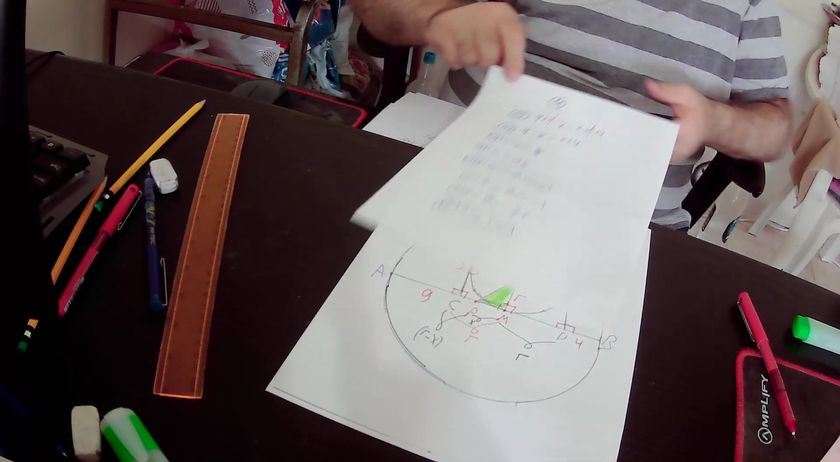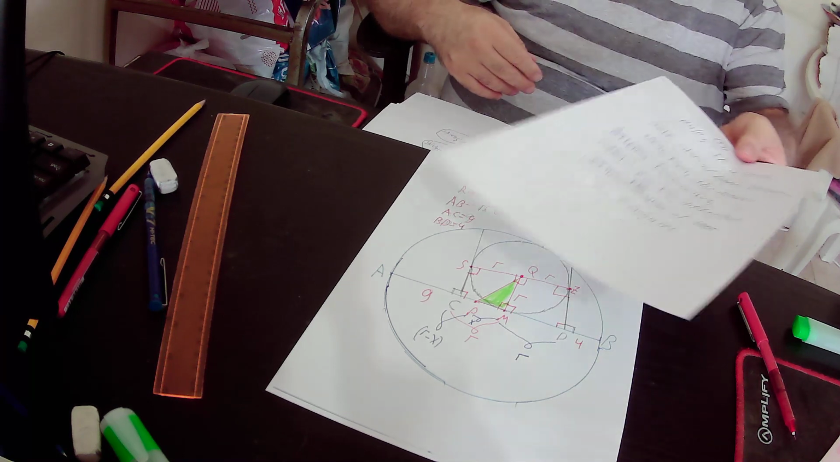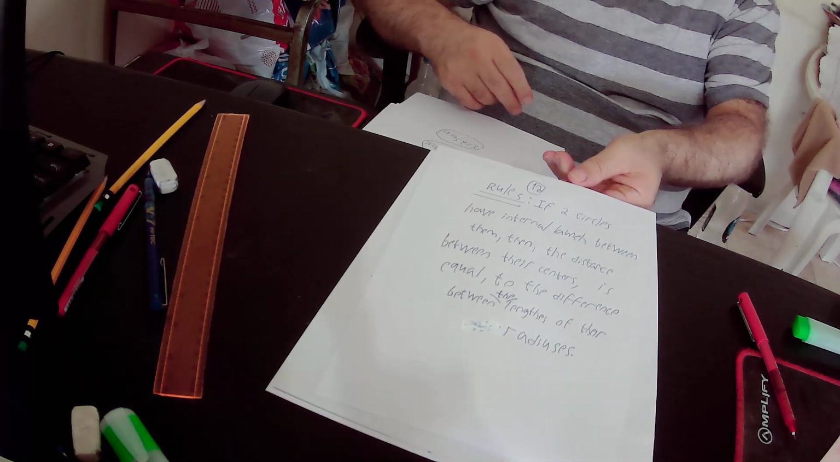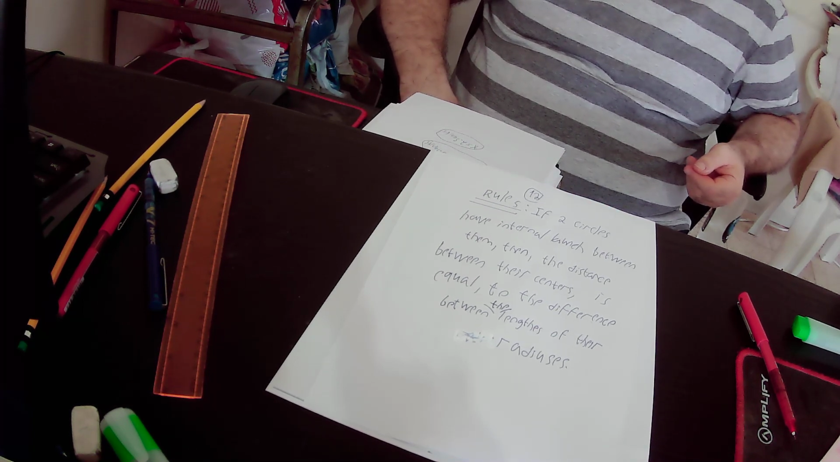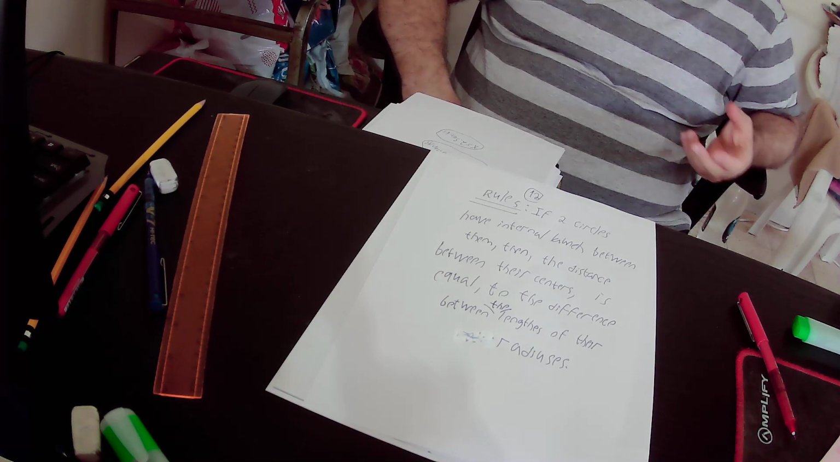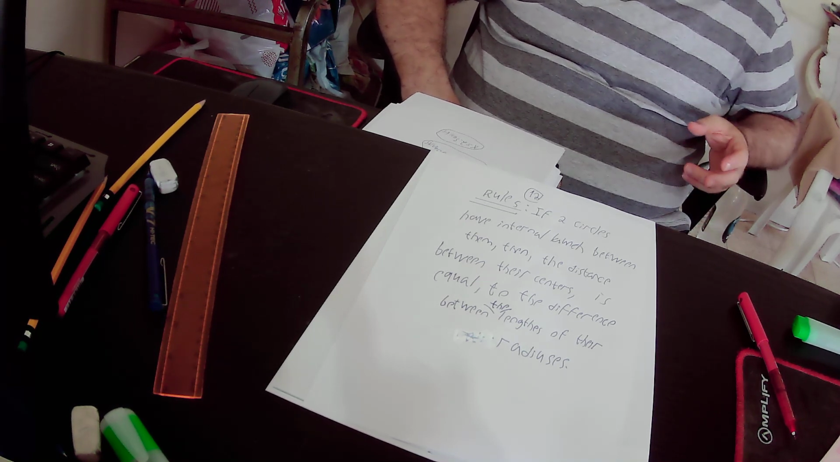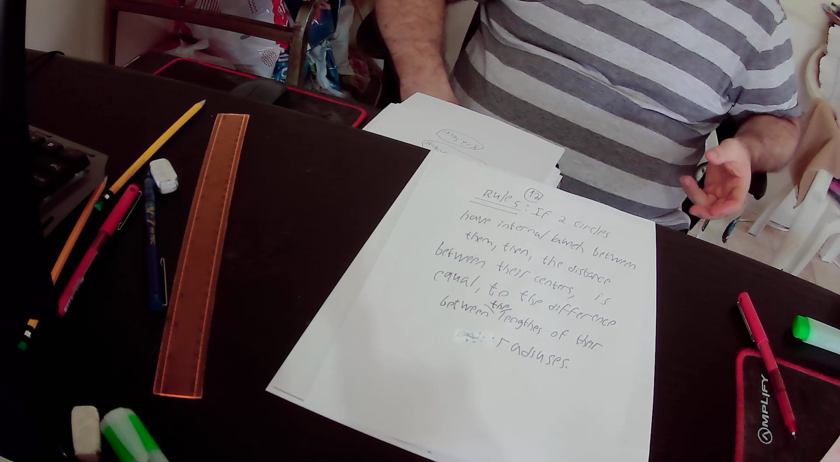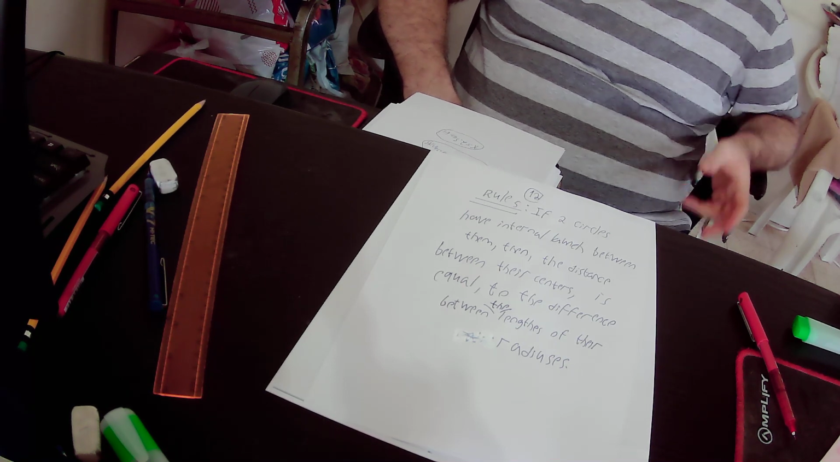Okay, then we presented rule number 5, and we implemented rule number 5 in our circles. Rule number 5 states that if two circles touch each other internally, then the distance between their centers is equal to the difference between the lengths of their radiuses. That is, the distance between their centers equals the radius of the big circle minus the radius of the small circle.